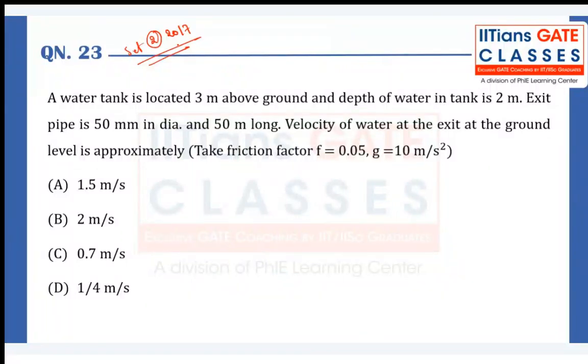Now again read the problem. The water tank is located 3 meter above the ground. The depth of water in the tank is 2 meter. The exit of the pipe is 50 mm in diameter and 50 meter long. The velocity of the water at the exit at the ground will be what?